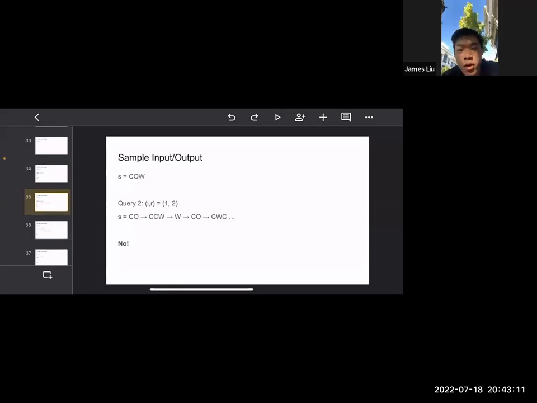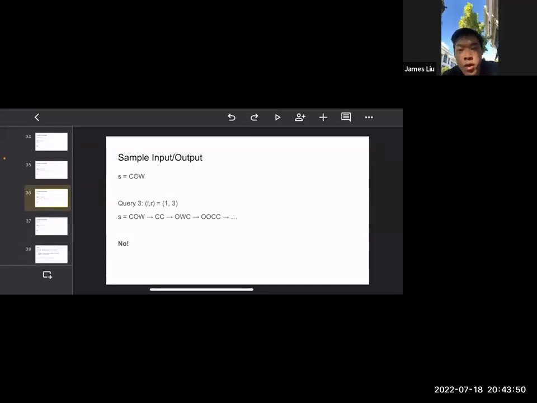Now LR is equal to 1, 2. So S starts as CO, and we can do a ton of operations on it. We can convert CO to CW, then W to CO again, CWC, and so on. But we're going to find that no matter what we do, we can't convert it to C. We will show that later, but the sample says you can't do it, so we will assume that you just can't. It looks very hard to see.